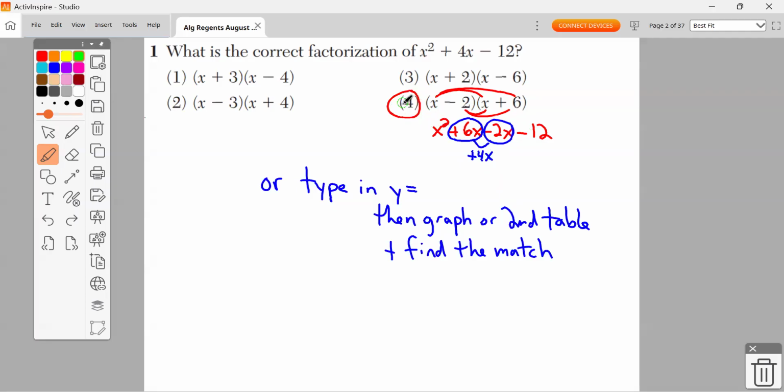The easiest way to actually do this question is to take your original equation, type it into your y equals, type each of these choices into your y equals one at a time, and either graph them and find the match or hit second and table and find the match. When you do that, the one that matches is the correct answer.